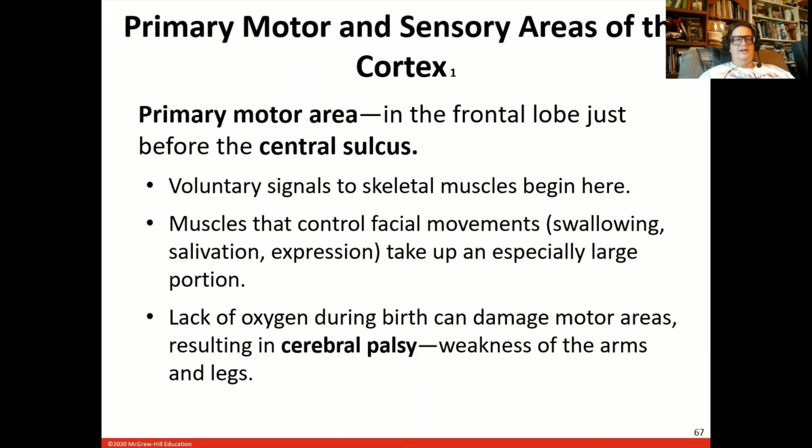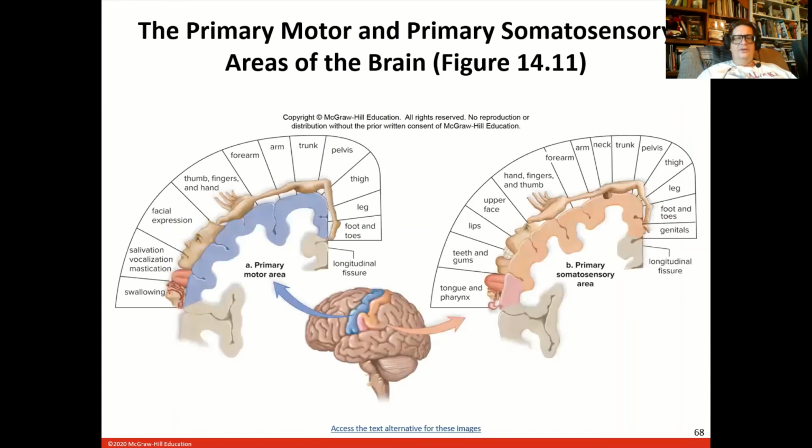If you get a lack of oxygen to the primary motor area of the brain during birth, like a kinked umbilical cord, you could end up with cerebral palsy, weakness of the arms and legs. All right, so that's the blue area.